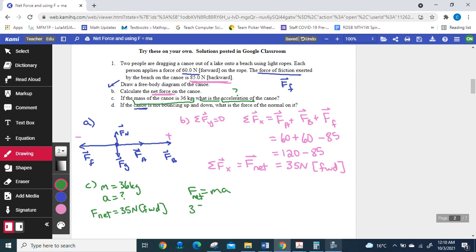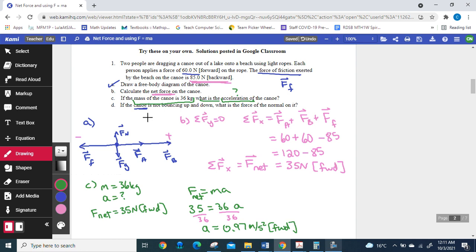So we have 35 newtons going forwards and a mass of 36. We want to find our acceleration. Let's divide both sides by 36. And 35 divided by 36 gives us an acceleration of 0.97 meters per second squared forward.